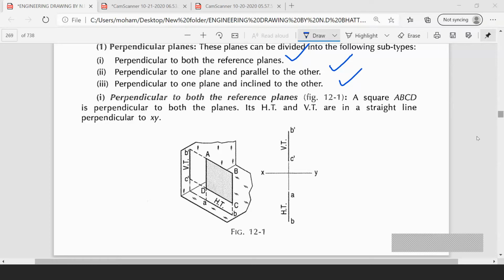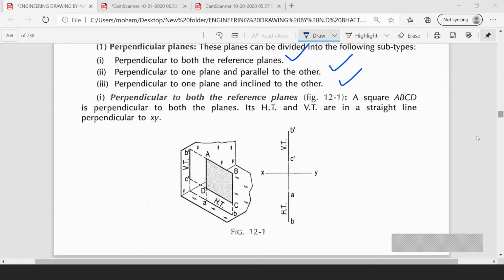In this condition, here you have a plane. This is a square. You are considering one plane, that is, here you will consider only regular figures, only the regular polygon, which means all the sides are equal. So here the first condition is it is perpendicular to both the reference planes. It is perpendicular to HP and perpendicular to VP.